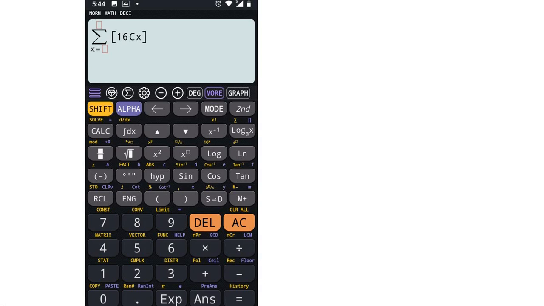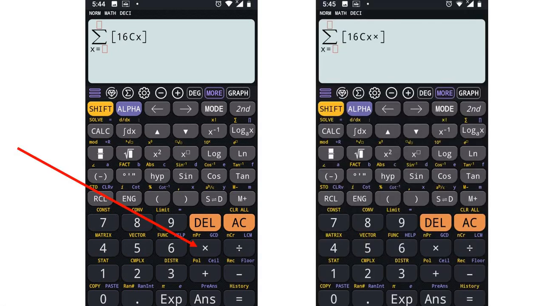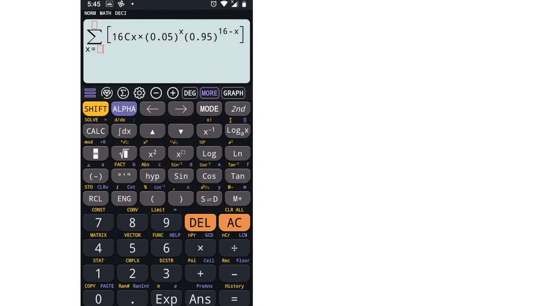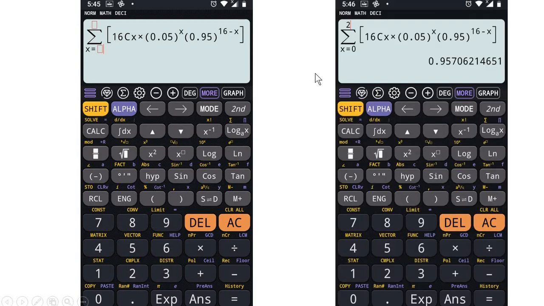Now you have to multiply, isn't it? So press multiply, and then you know how to type the remaining equation because you know how to type the alphabets. So type 0.05 raised to alpha X, and then 0.95 raised to 16 minus alpha X. Once you have typed this equation, now input the limits. Here X starts from 0 to 2. So type 0 to 2 and then press equal to, you get the same answer we have obtained using tables.